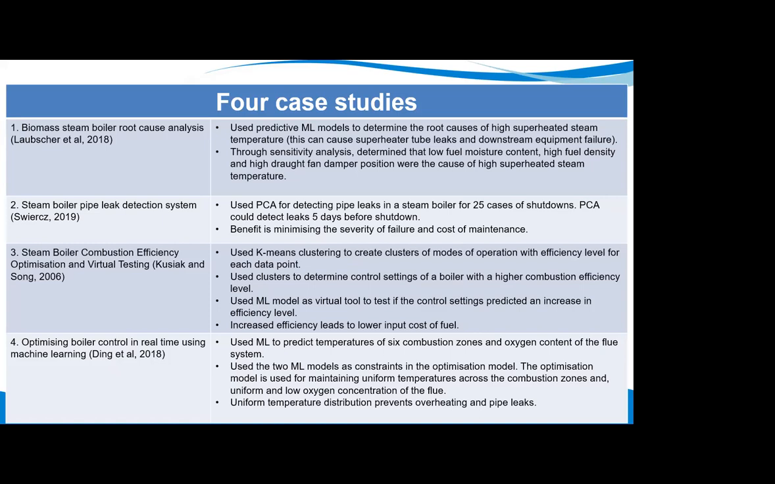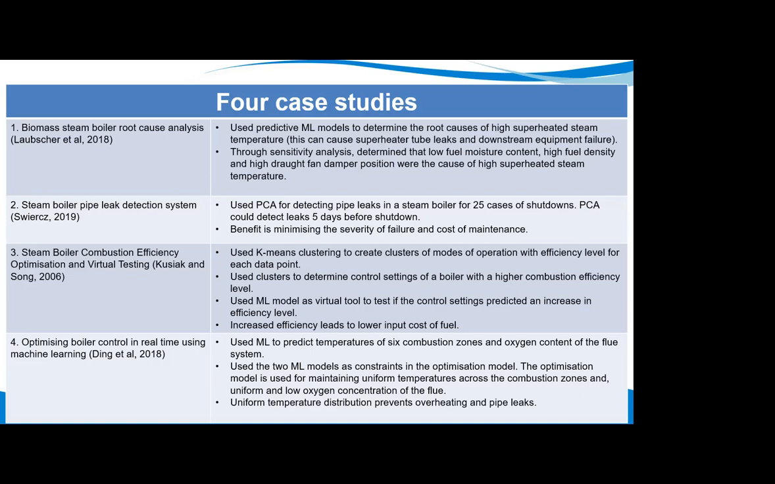So the first one is a biomass steam boiler root cause analysis. This was a South African based study for a biomass steam boiler. Essentially, it used machine learning models to determine the root causes of high superheated steam temperature. And this high superheated steam temperature can cause problems when it comes to superheated tube leaks or pipe leaks. And it can cause downstream equipment failure, like your turbine, for example.